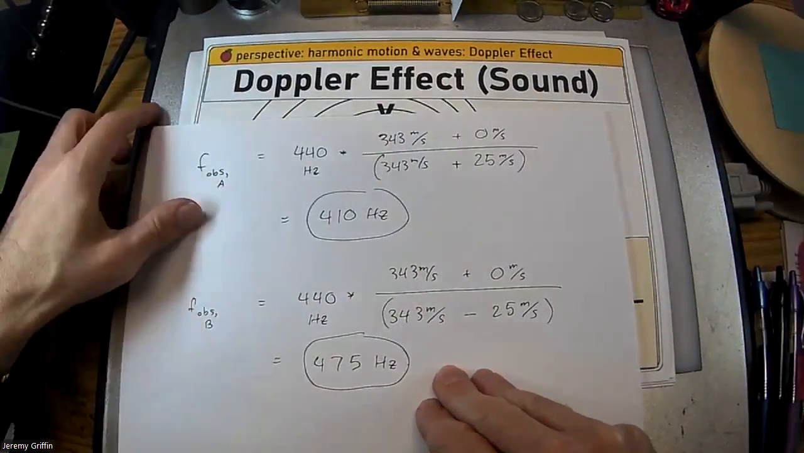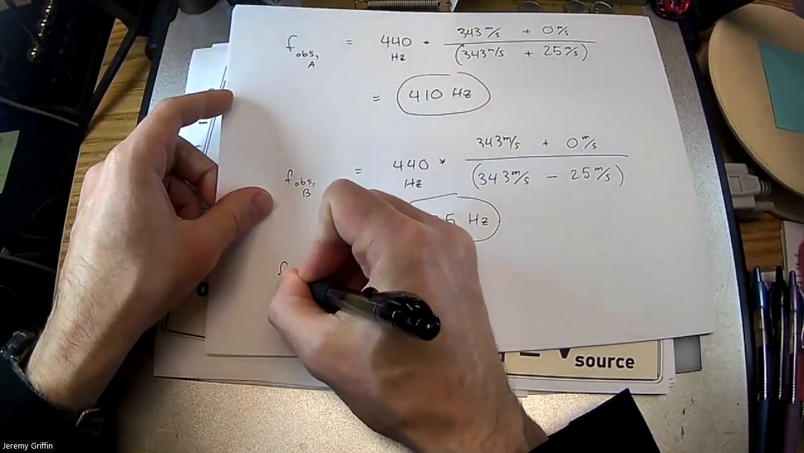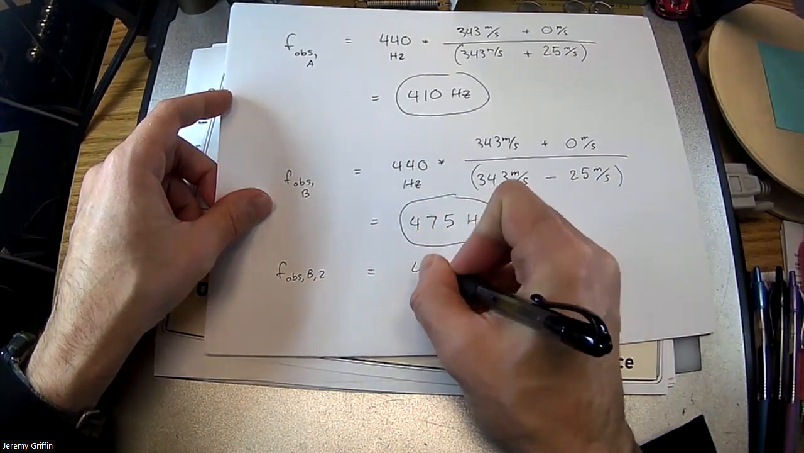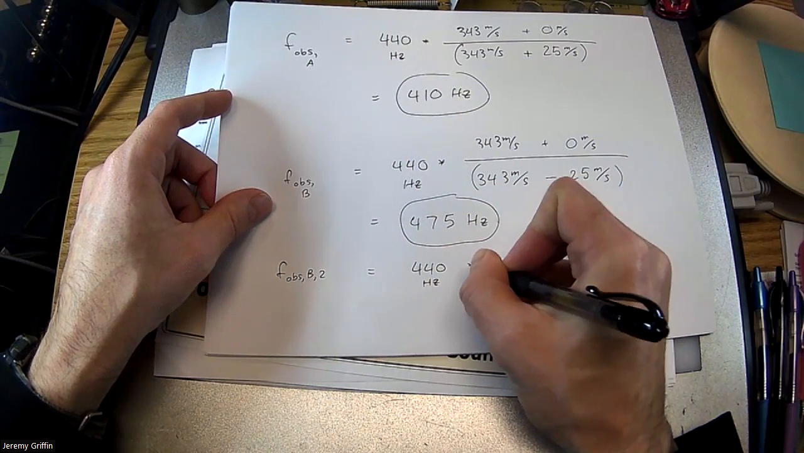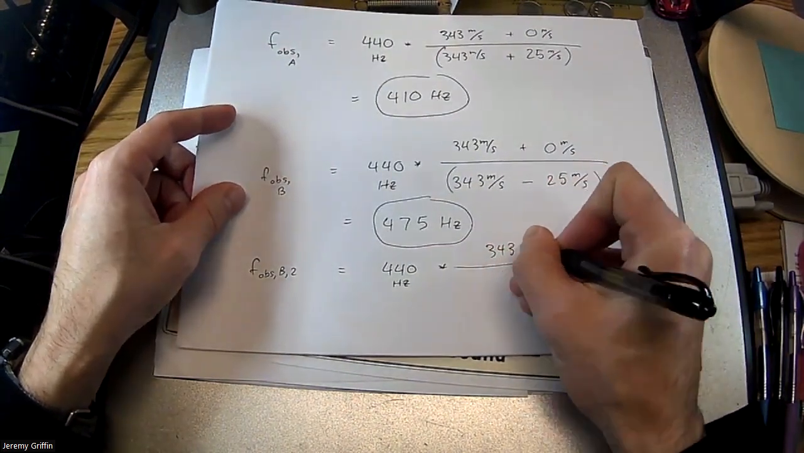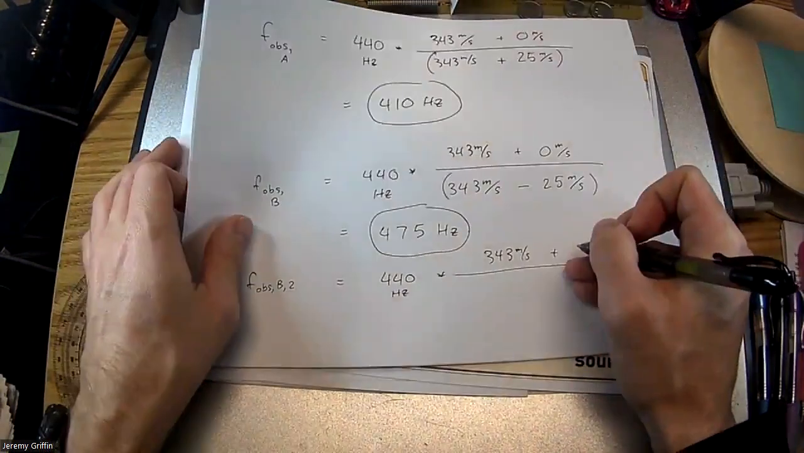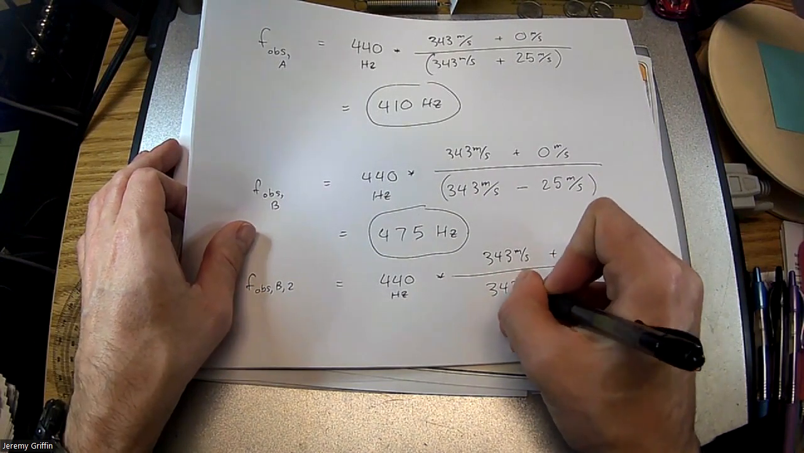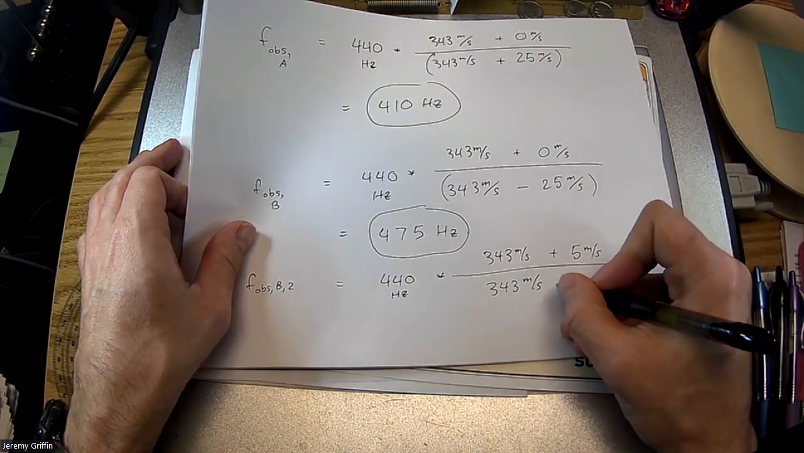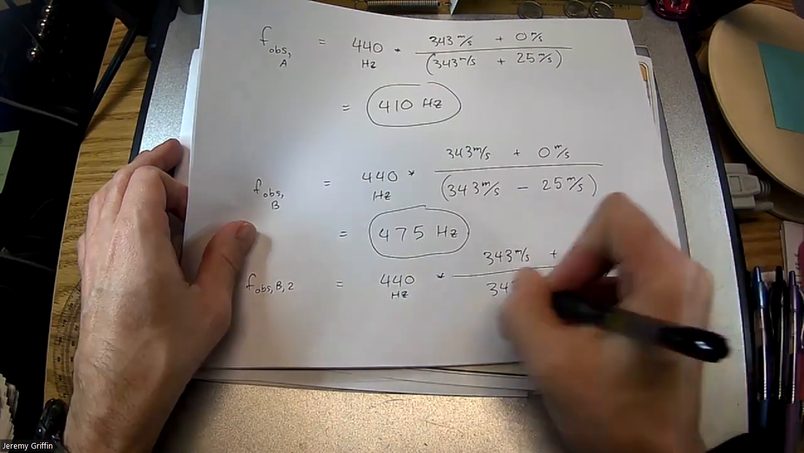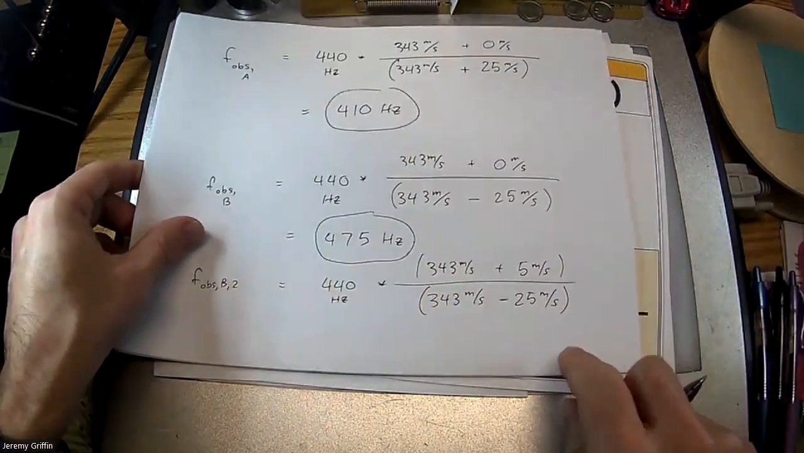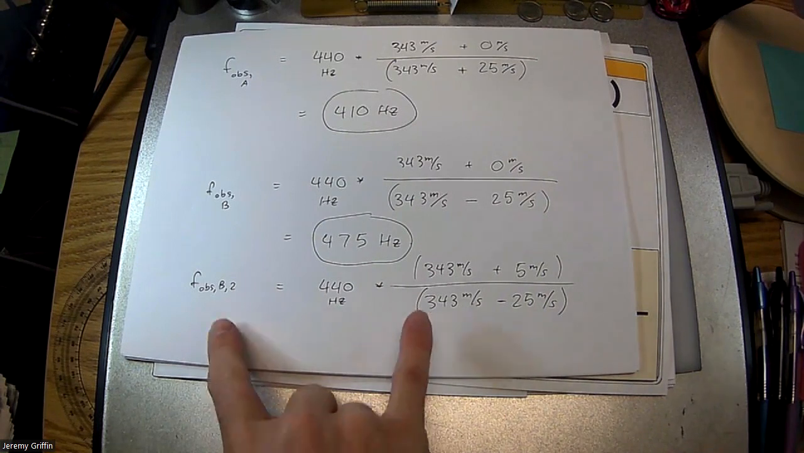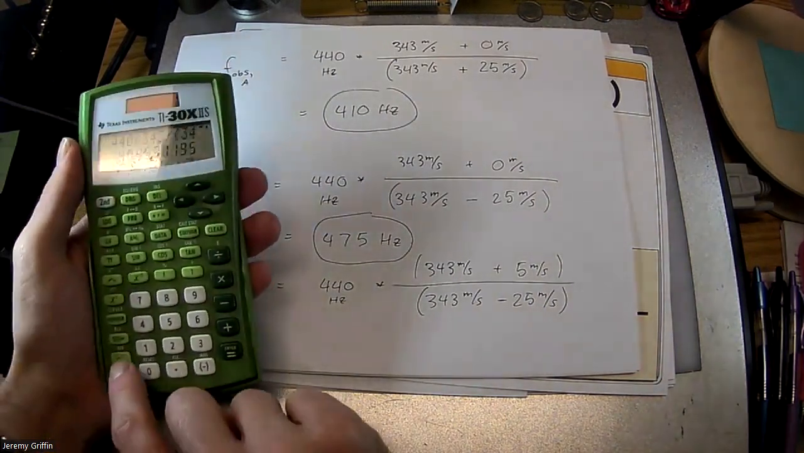So let's do the frequency observed for person B in scenario 2. It's equal to 440 hertz times 343 plus, how fast did I get going? 5 meters per second. Same bottom going on right there, 343 meters per second, still minus the 25 meters per second. So we've got two effects going on. The car is headed towards the person, and the person is headed towards the car. And both of those are causing the observed frequency to go up. That'd be true, right?